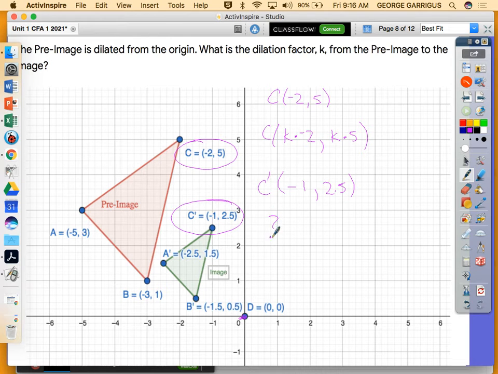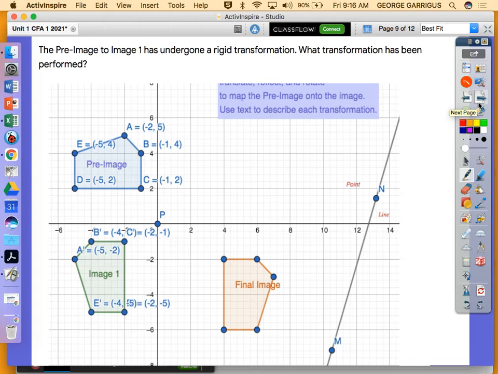So what number times -2 equals -1? What number times 5 gets you to 2.5? Notice that your ending number is smaller than this number. So you can't multiply by a large number, it has to be a small number.